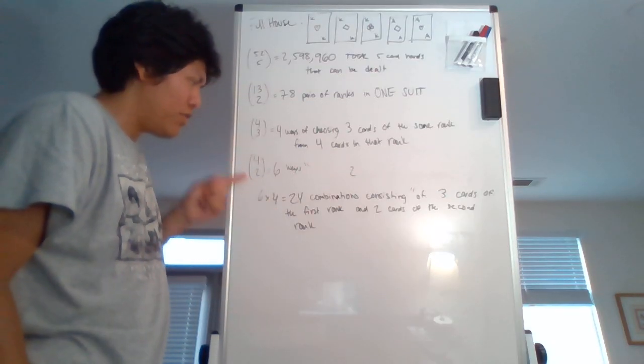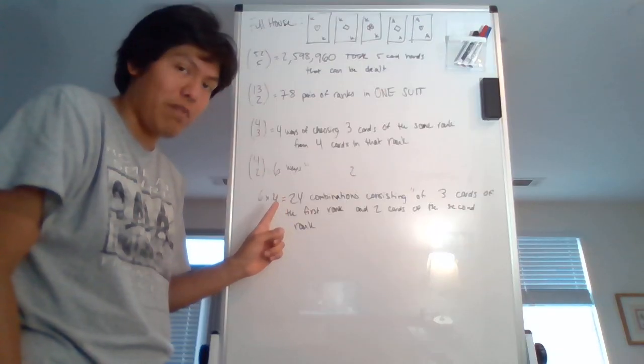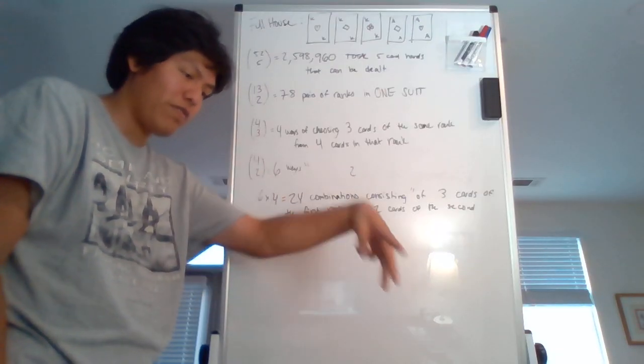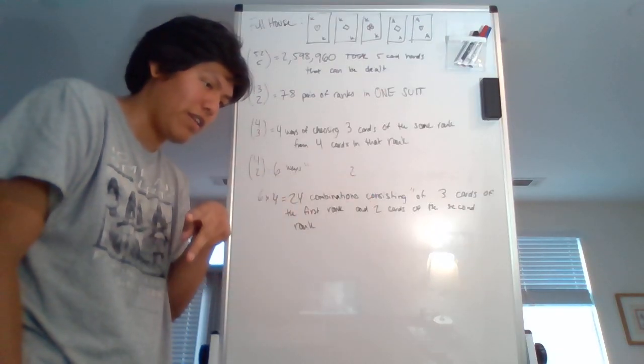If we multiply these 2 numbers, that's how we get our 24 total combinations of choosing 3 cards of the first rank and 2 cards of the second rank.